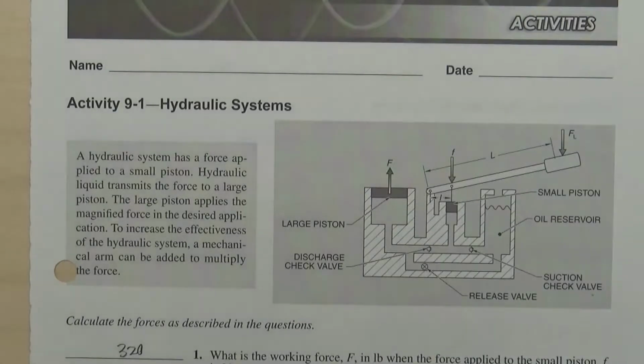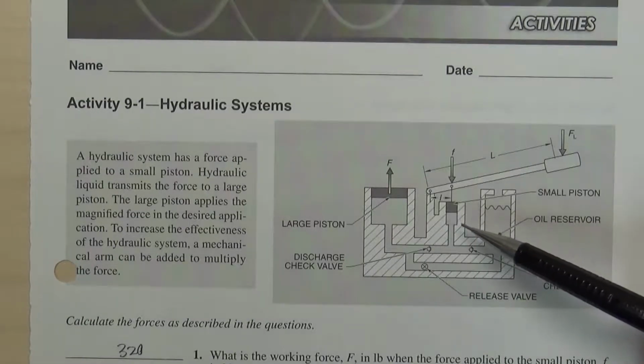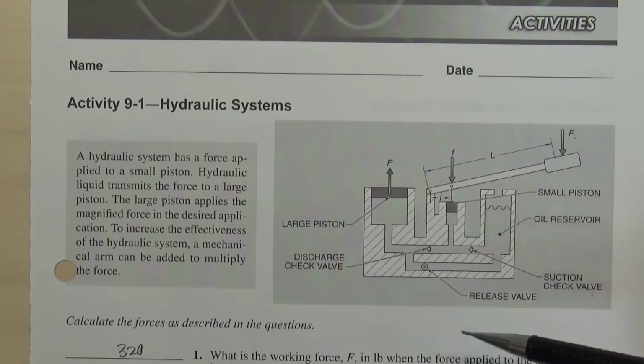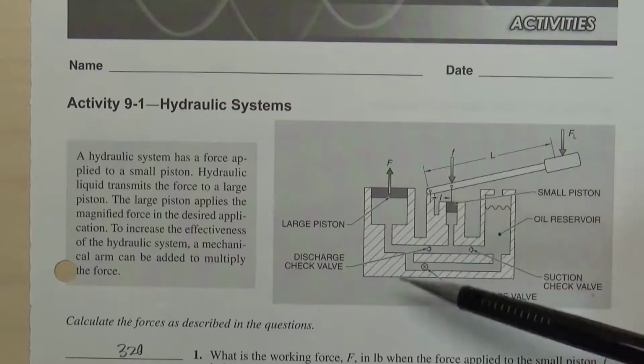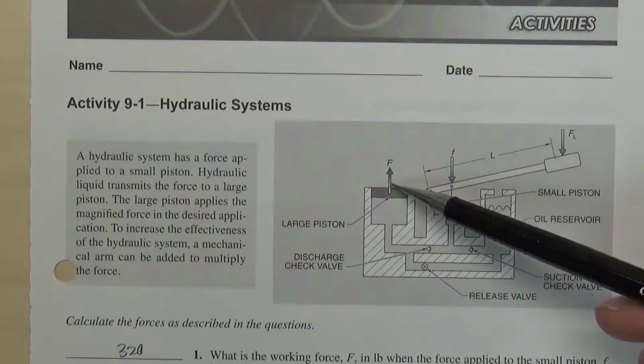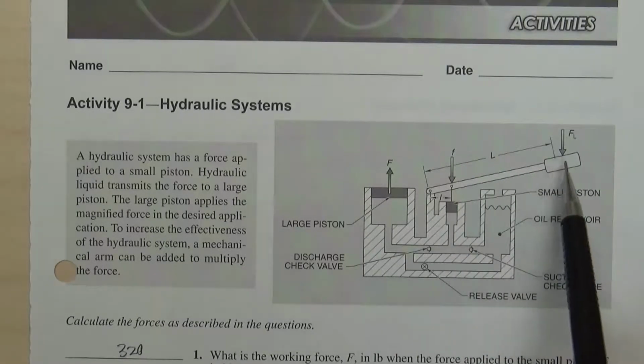A hydraulic system has a force applied to a small piston. Hydraulic liquid transmits the force to a large piston over here. The large piston applies the magnified force in the desired application, that's this. To increase the effectiveness of the hydraulic system, a mechanical arm can be added to multiply the force. And here's the mechanical arm.